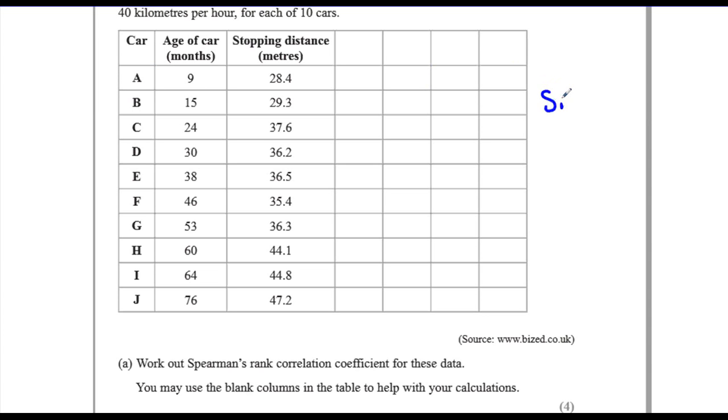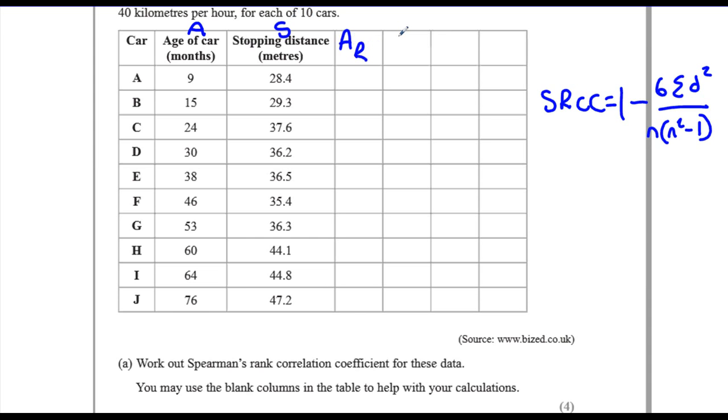If you don't know it, it's at the front of your book. Spearman rank correlation coefficient is 1 minus 6 times the sum of d squared over n squared minus 1. D is the difference, so we always need a column for our difference, but we also need to rank the things. So we'll do A for age, S for stopping, and let's rank the age.